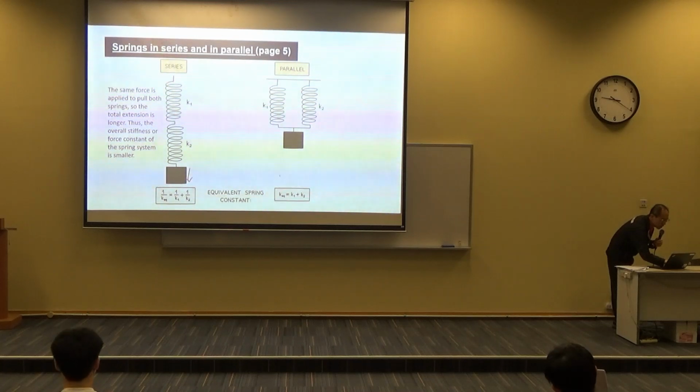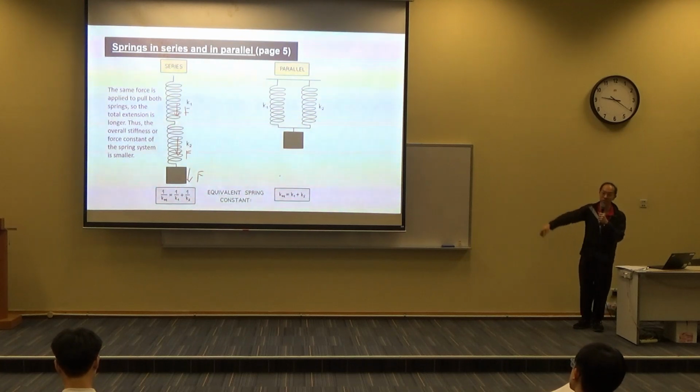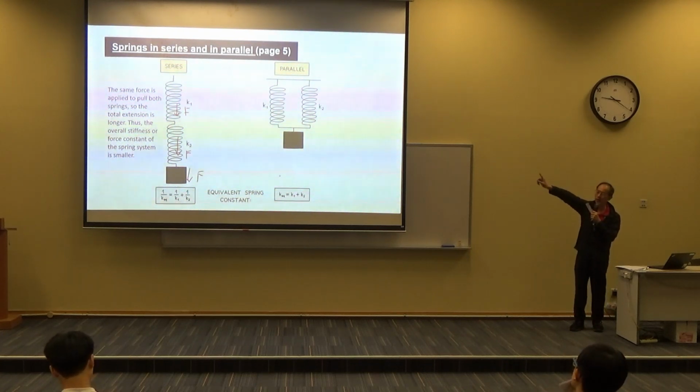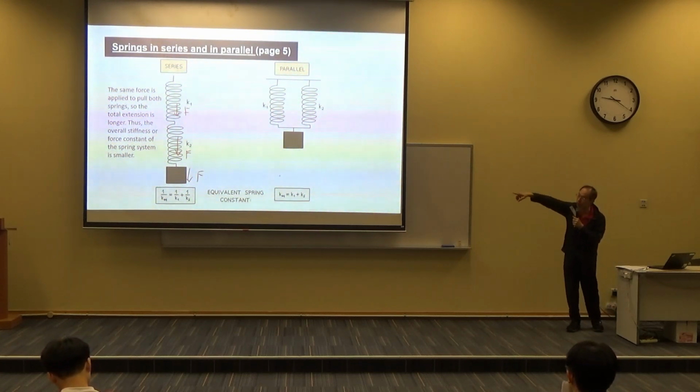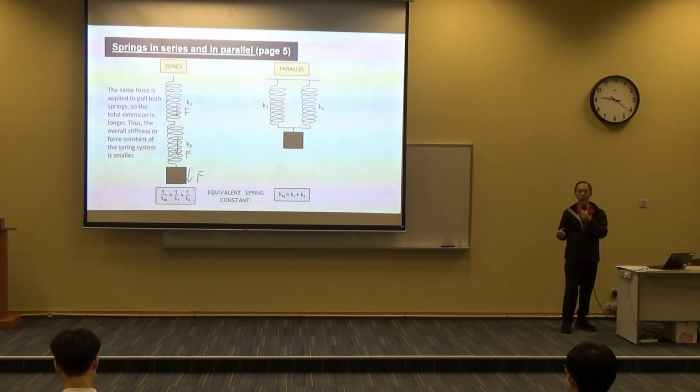So this force which I pull is applied to spring 2 and spring 1. Can you see that it's the same force throughout? This force, when you apply it to both springs, will produce an extension. So the overall spring system becomes longer because each spring extends due to this force. Then you end up with the extension and realize, oh, it's easier to stretch.